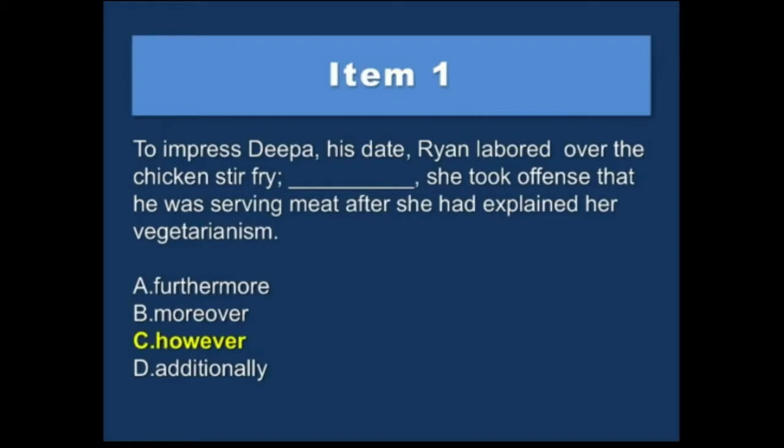Letter C, however, would be the best subjunction that we would use here for a conjunction. However, she took offense that he was serving meat after she had explained her vegetarianism.